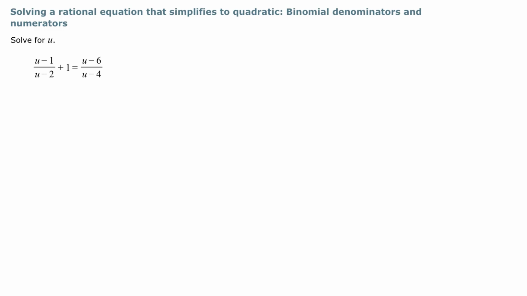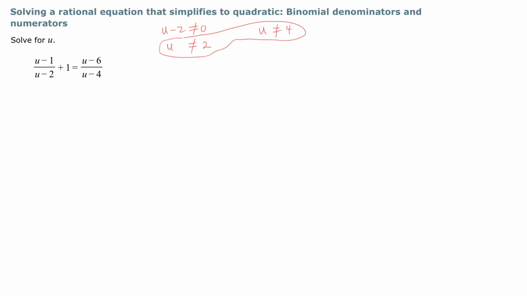Let's write those out. We know that u minus 2 can't be 0. So u cannot equal 2. u cannot equal 4 as well. So I'm going to go ahead and circle that just to make sure we don't run into problems later.